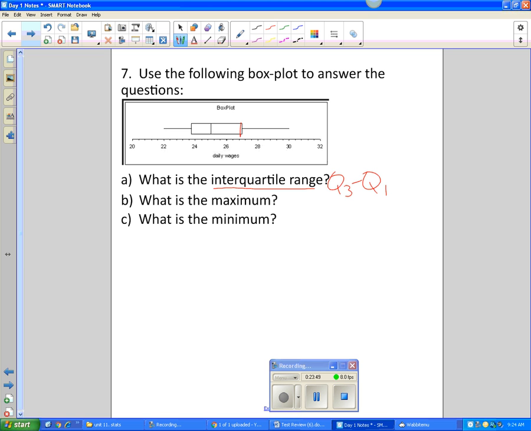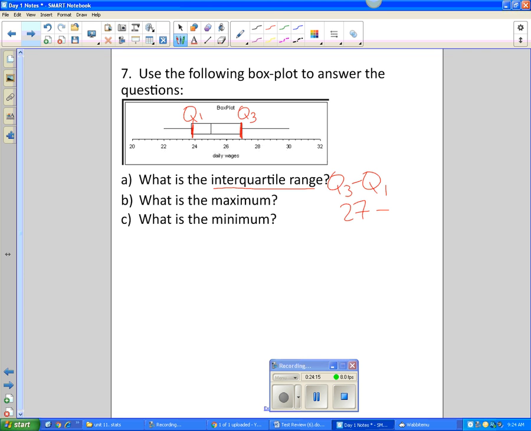Q3 is this end of the box. That's Q3. And Q1 is this end of the box. Jack, what is your estimation for Q3? What would you estimate Q3 to be at? 27. That's perfect. So we'll put 27.